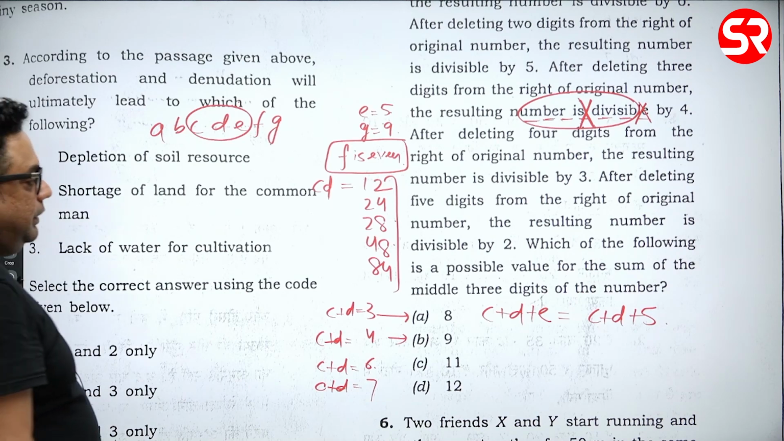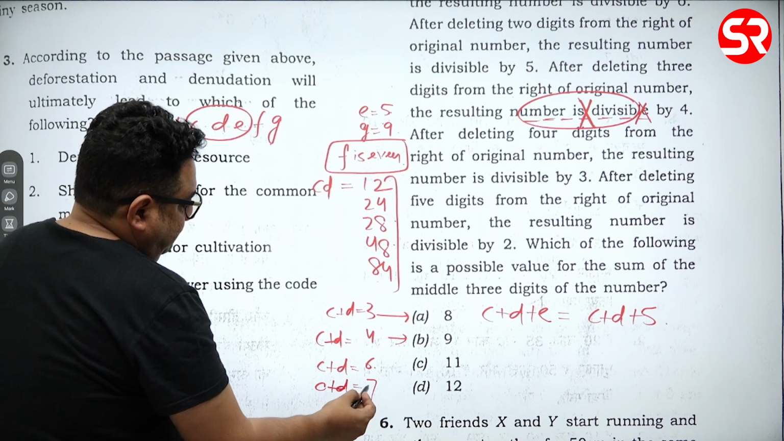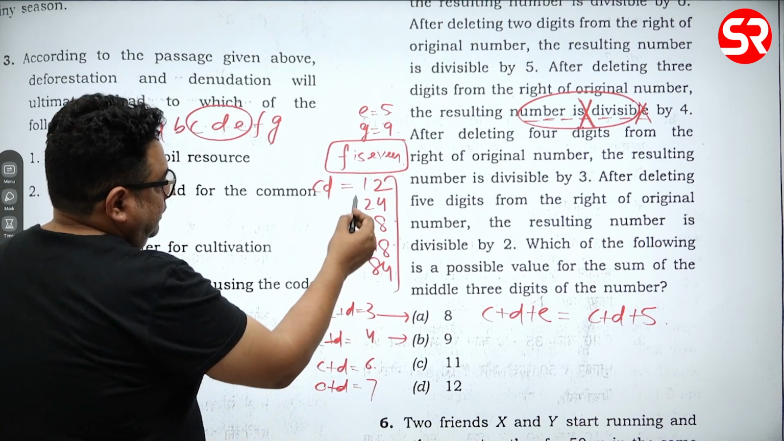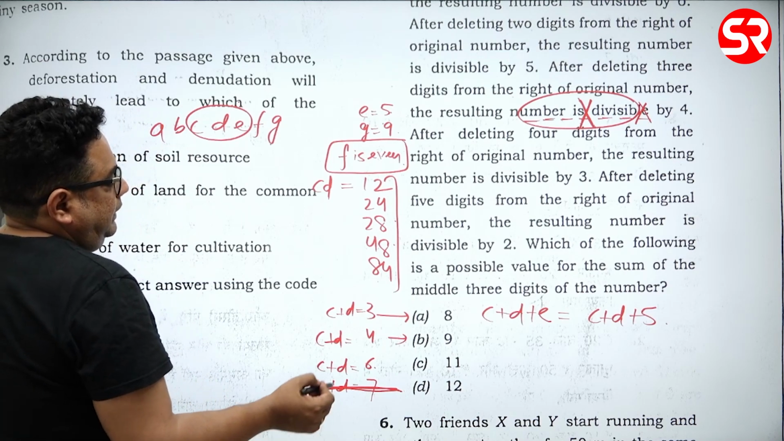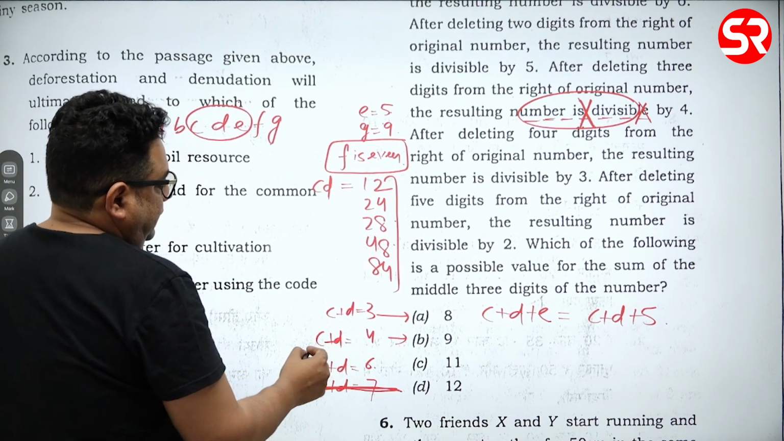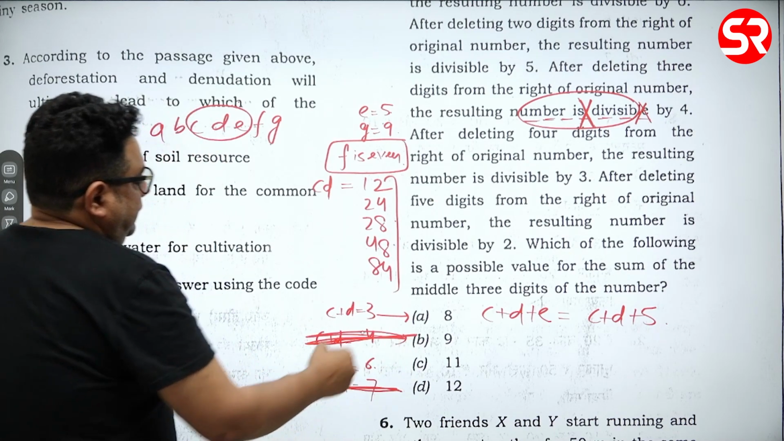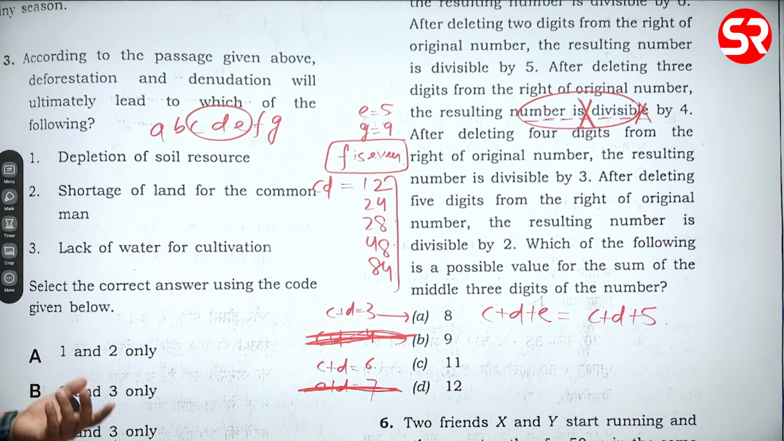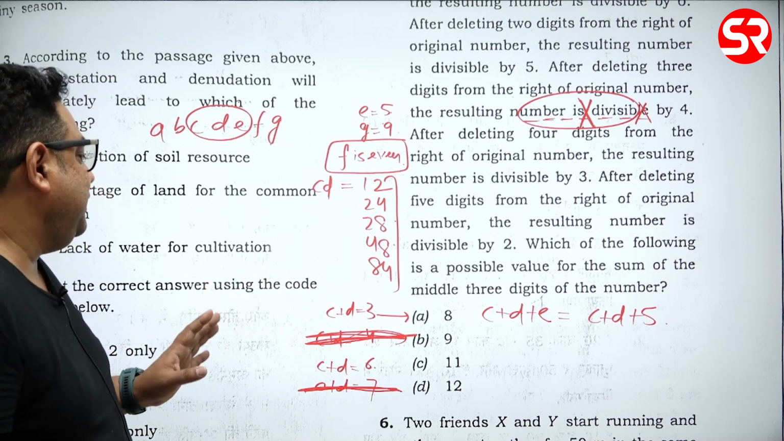Now, is there C plus D equal to 7? No. Right. Is C plus D equal to 6? Yes, there is. So I take it. Is C plus D equal to 4? No, there is no. Or C plus D is equal to 3. So C plus D is either equal to 3 or C plus D is equal to 6, isn't it? Now we are sure about it.